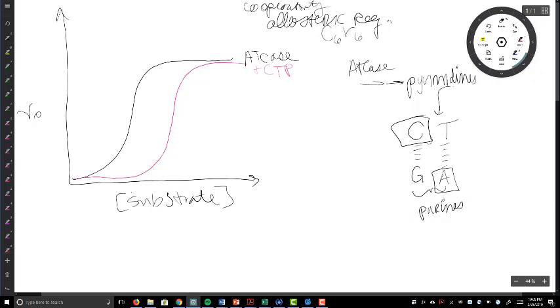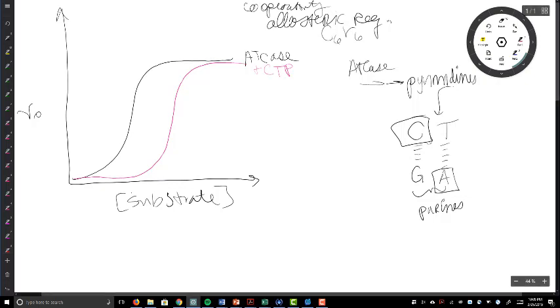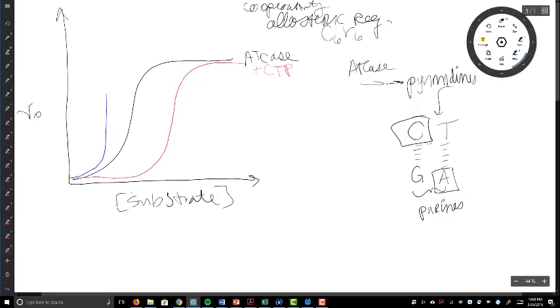So for that reason, we would want ATCase to increase its activity and make more pyrimidines to base pair with the purines. And so ATP does this by binding to the regulatory subunit, which changes its shape and therefore changes the shape of the catalytic subunits in such a way that the Km is decreased.